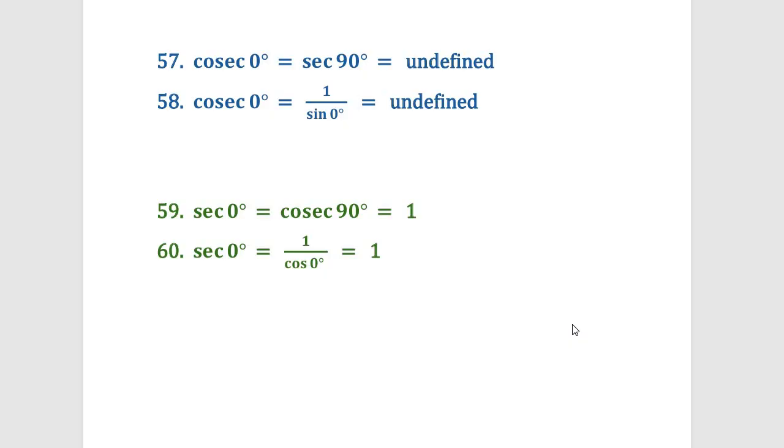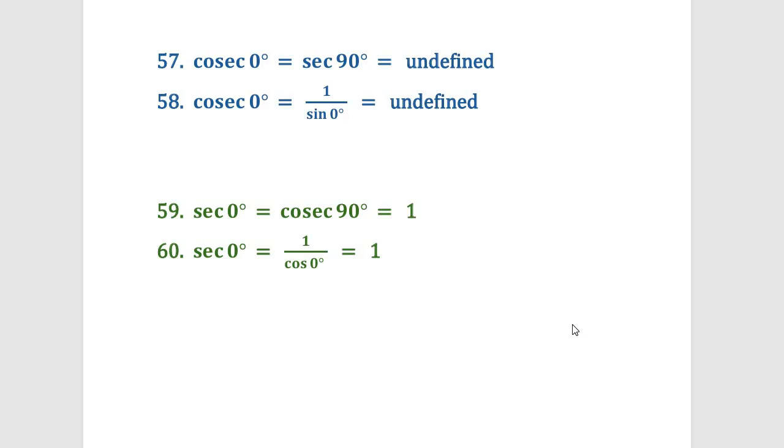Formula 57. Cosec 0 degree equals sec 90 degree equals undefined. Formula 58. Cosec 0 degree equals 1 by sin 0 degree equals undefined. Both have 0 in the denominator. Formula 59. Sec 0 degree equals cosec 90 degree equals 1. And last, formula 60 is sec 0 degree equals 1 by cos 0 degree equals 1.